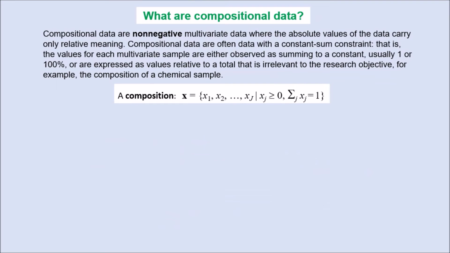Compositional data are non-negative, multivariate data where the absolute values of the data carry only relative meaning. Since the absolute values are not relevant, compositional data are often expressed with a constant sum constraint. That is, the values for each multivariate sample are either observed as summing to a constant, usually 1 or 100%, or are re-expressed as values relative to a total that is irrelevant to the research objective. For example, the composition of a chemical sample where the amount sampled is of no interest.